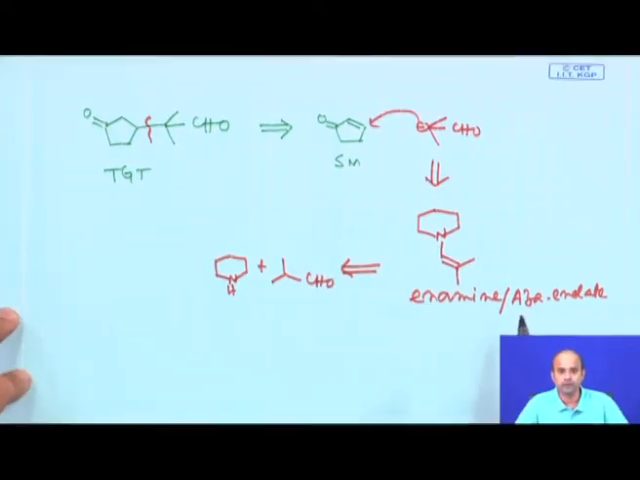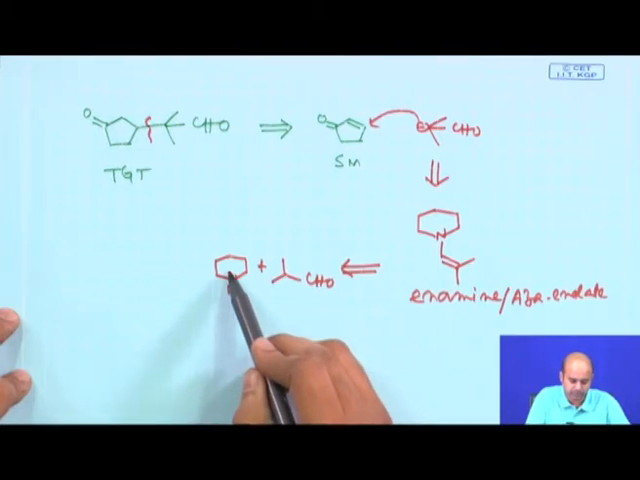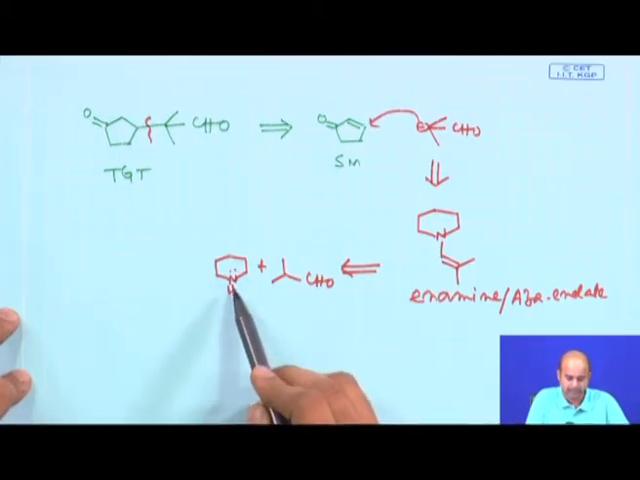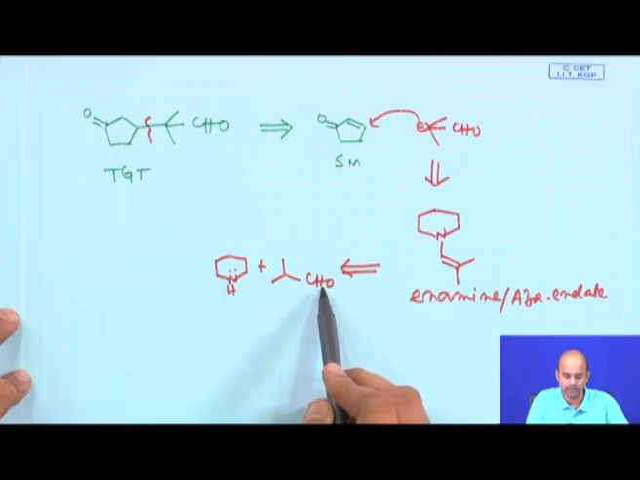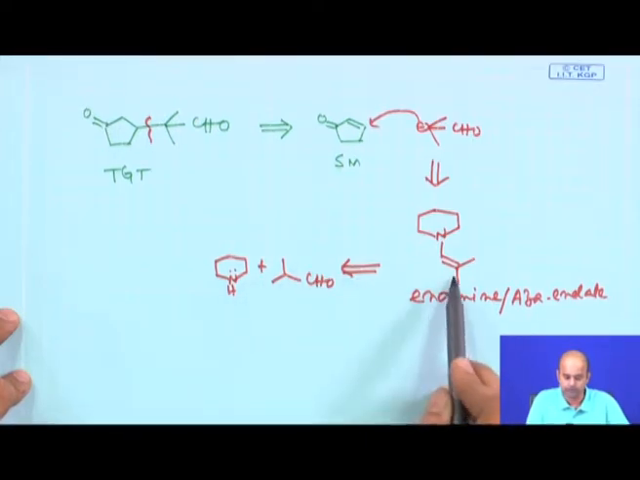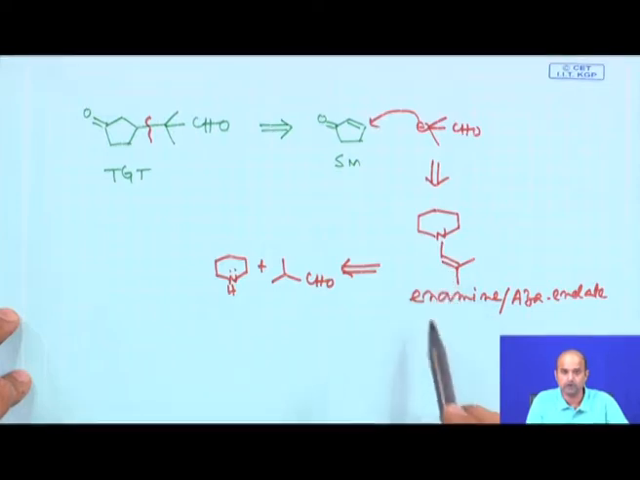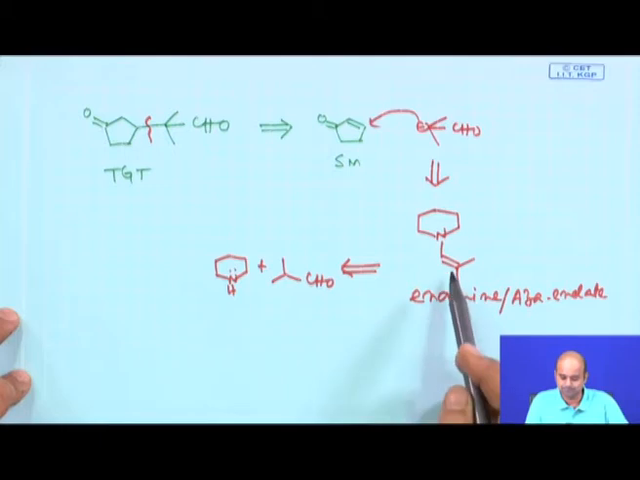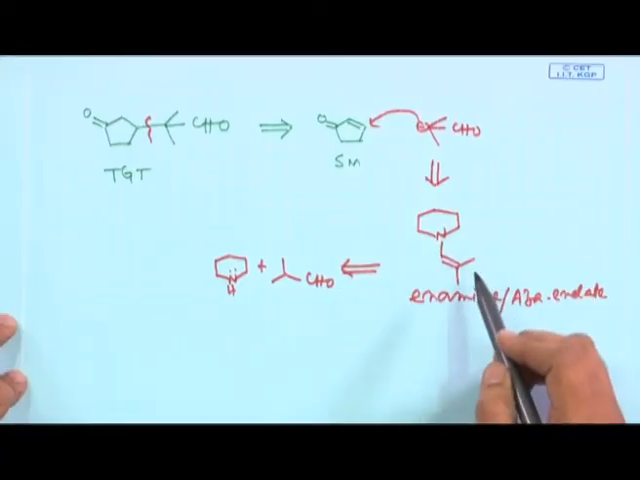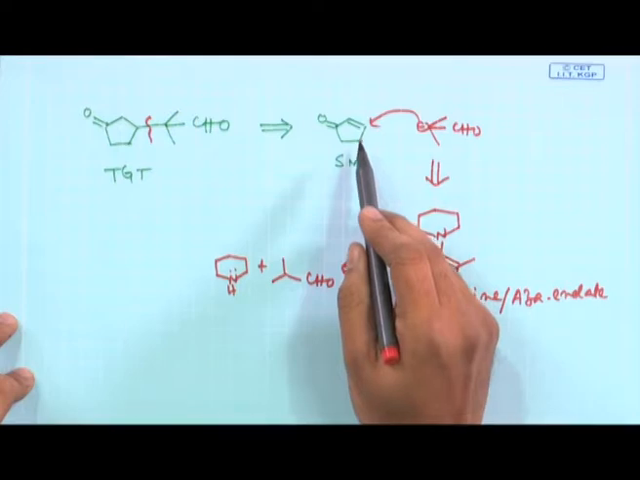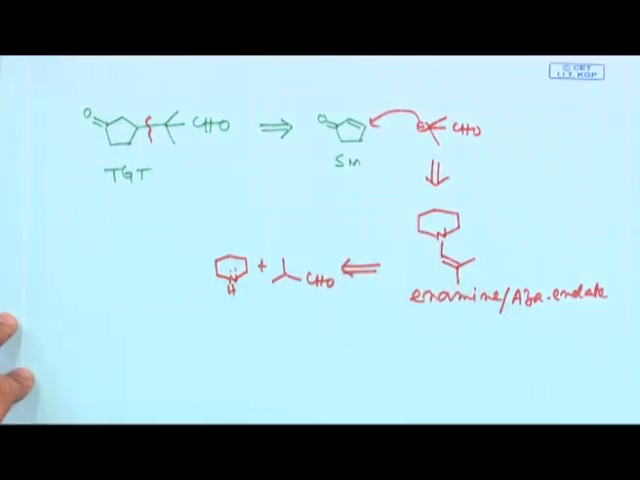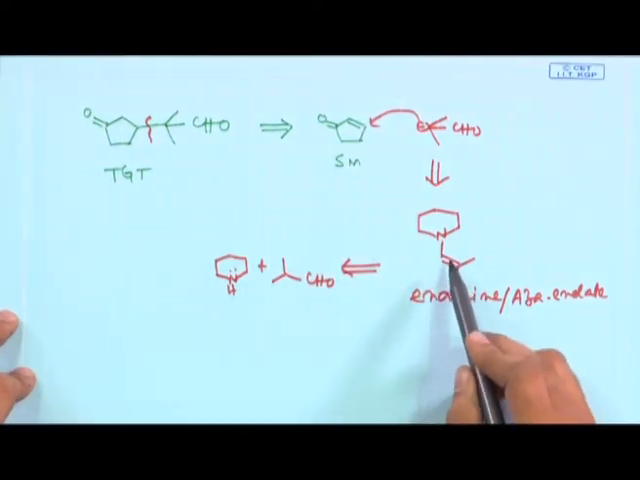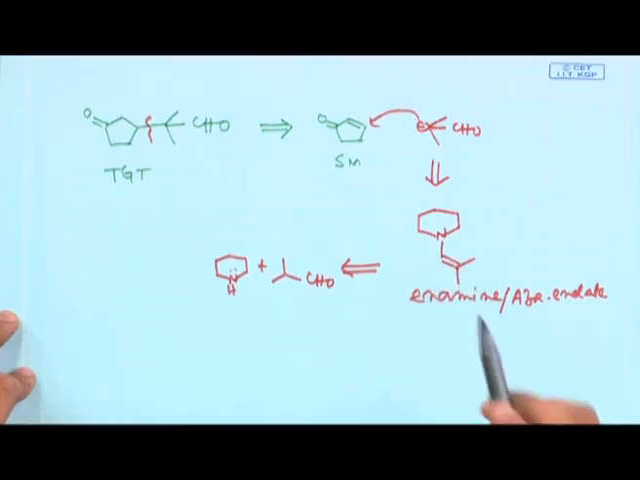isobutyraldehyde. Now, how does this reaction go? This nucleophilic amine attacks the aldehyde carbonyl and then simple water elimination takes place to give you this enamine or aza-enolate. Now, enamines are very strategically useful intermediates. Now, how will this enamine then react with this electrophilic Michael acceptor? Somewhere you have to generate this enamine as a nucleophile.